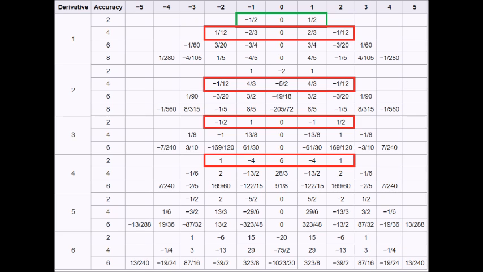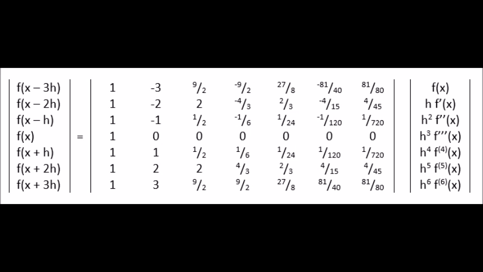How about those other rows beneath the red boxes? How do you suppose we can find those coefficients? Don't hesitate to pause the video for a moment if you need some time to reflect on these questions. Well, to do that we're going to have to expand our table to include x minus 3h and x plus 3h. That can be seen here.